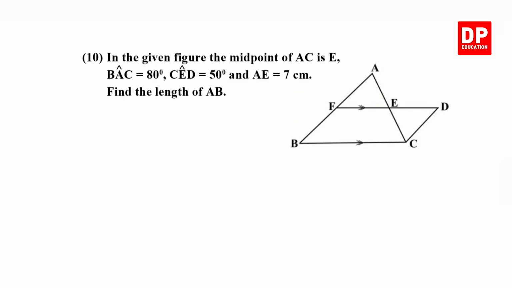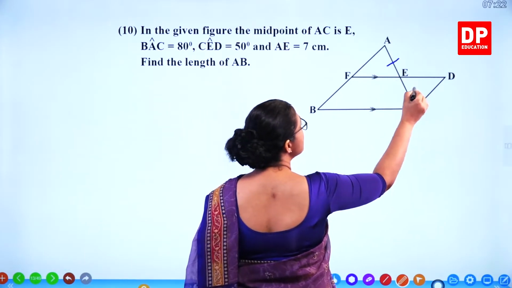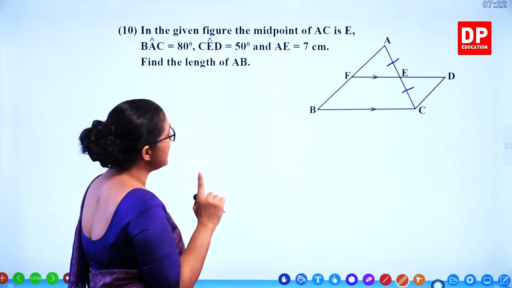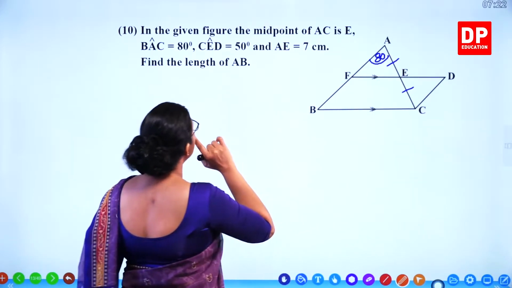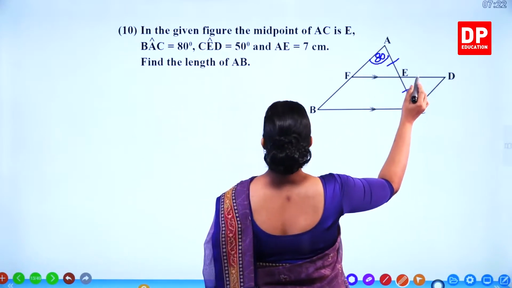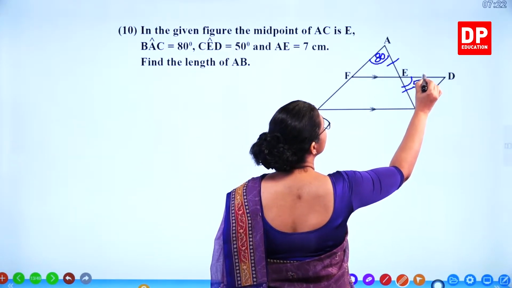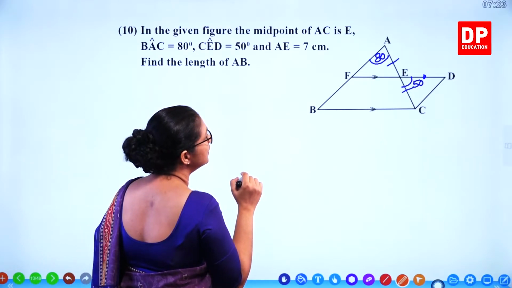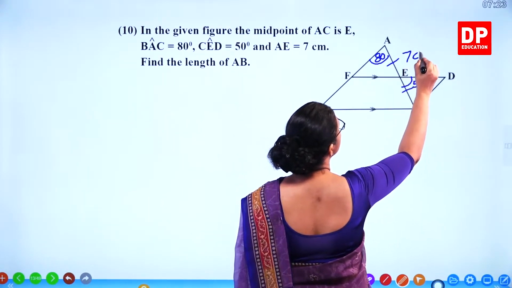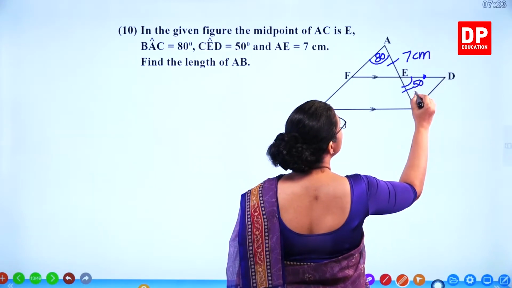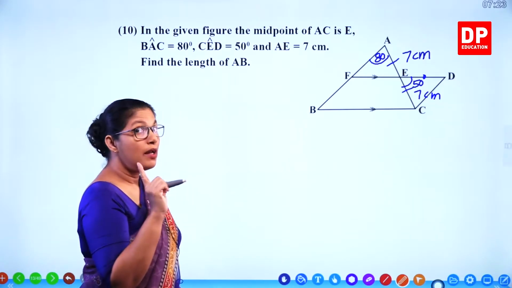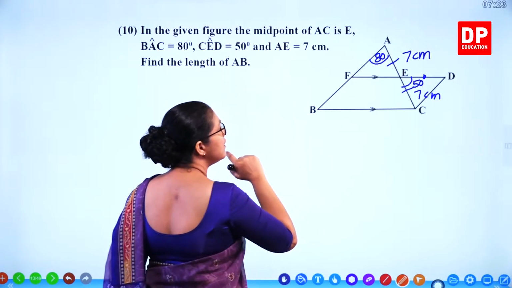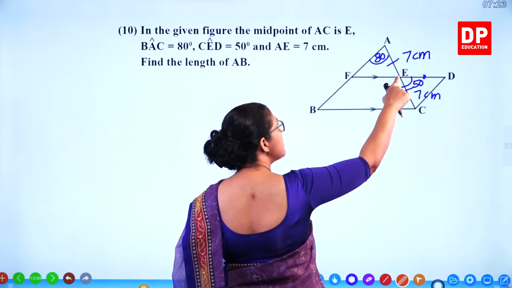In the given figure, the midpoint of AC is E. So that means these two lengths are equal. BAC is 80 degrees. So this is given as 80. CED is 50. AE is 7 centimeters. That means this is also 7. Find the length of AB. Look carefully at triangle ABC. These two lines are parallel and this is the midpoint.